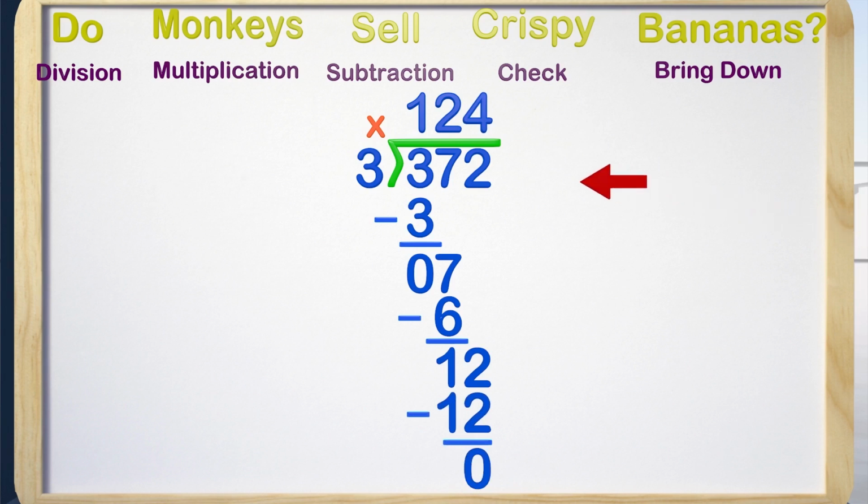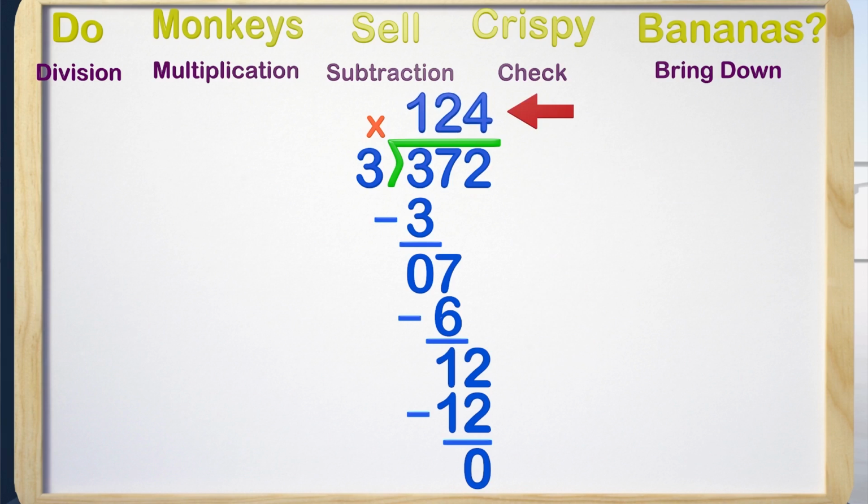The last step is to bring down, and if we look above, there is nothing left to bring down, so we are now done with the problem. The quotient or answer is what we wrote above the division box. 124 is the answer. Great job, kids!